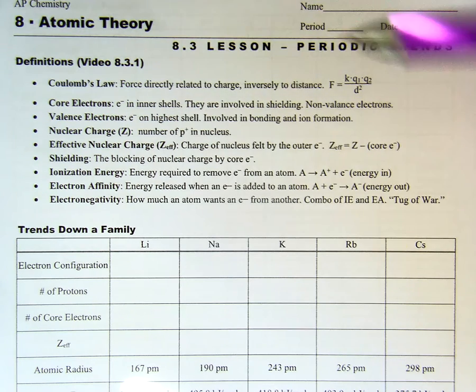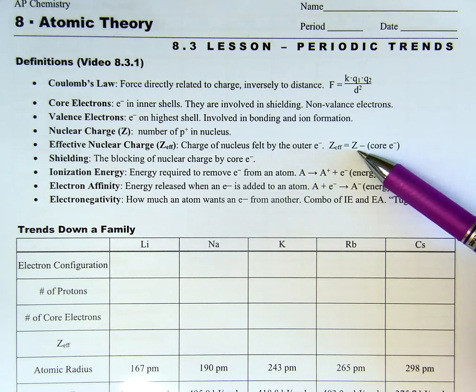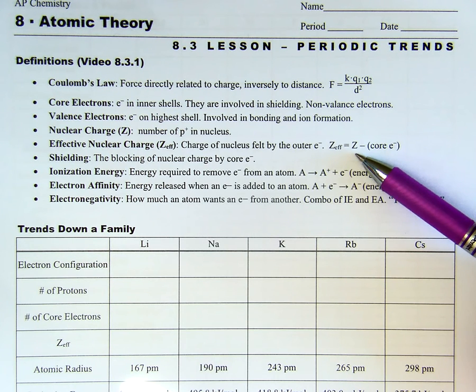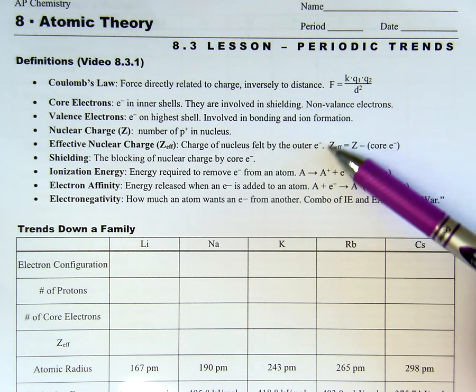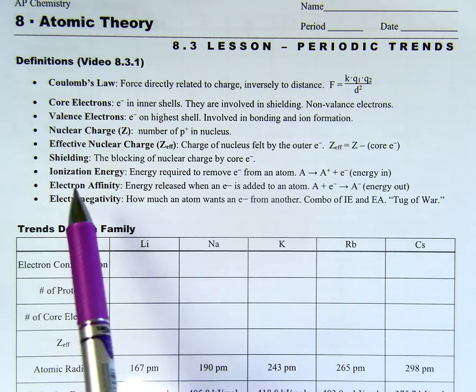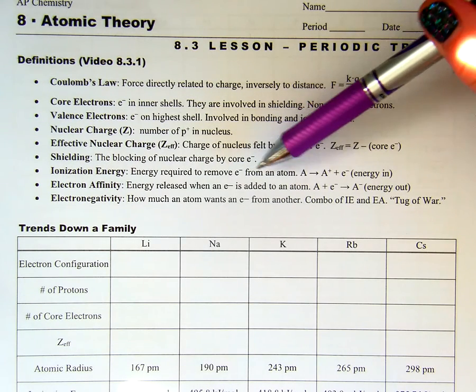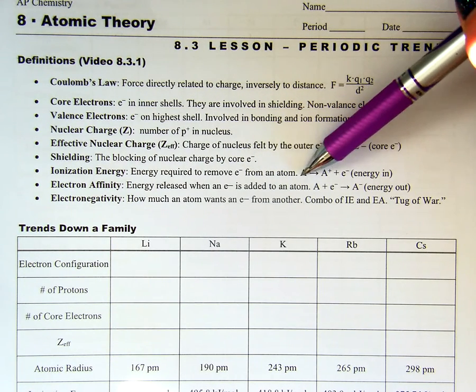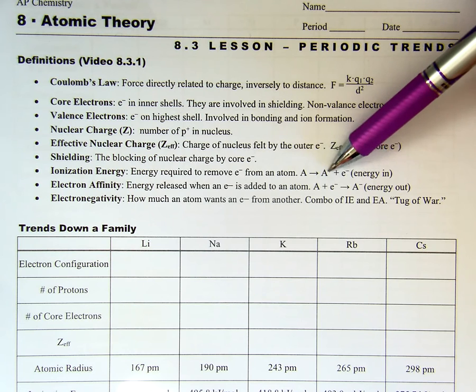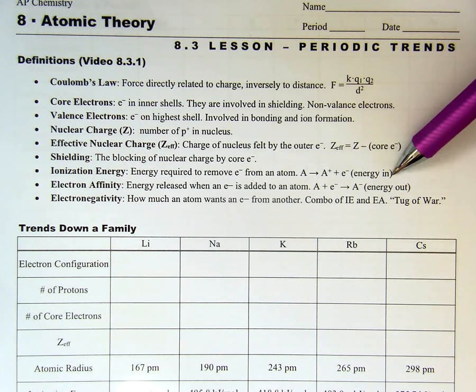And so to get that, we would look at the total charge of the protons in the nucleus minus the core electrons, and that's a Z effective of any electron toward the outside. Shielding is the blocking of nuclear charge by core electrons. Ionization energy is the energy required to remove an electron from an atom. So if we go from atom A to the ion plus an electron, so we've removed an electron, we had to put energy in to do that.